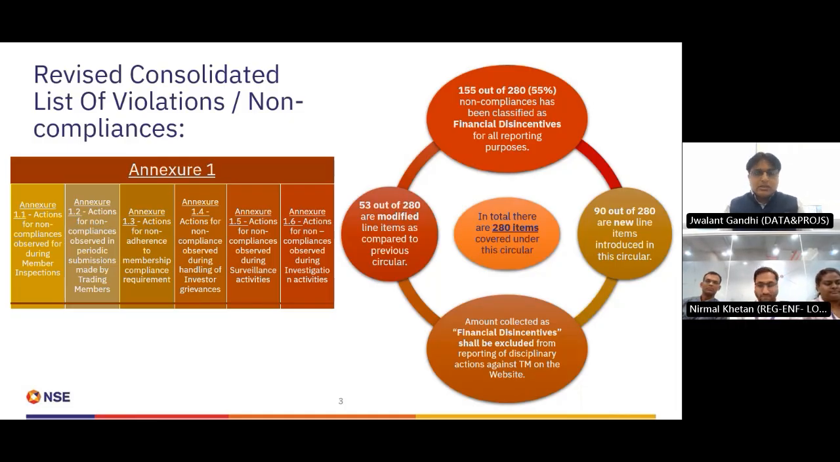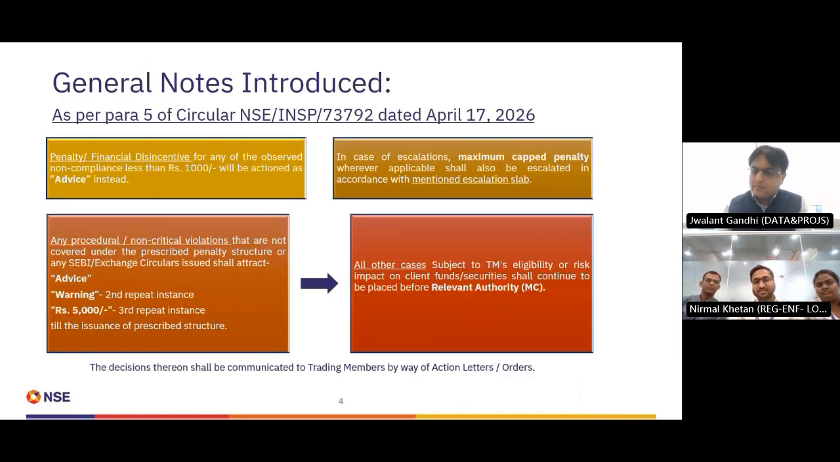Correct. So thanks, Nirmal. That was definitely a crisp outlay that you have already explained. Now, any specific mentions to keep in mind by the members in addition to this? Yeah, there are some journal notes which are introduced via this circular. So it comprises mainly 3 points.